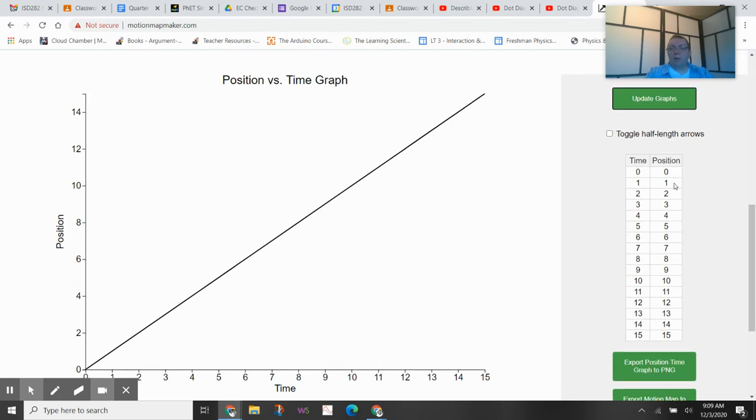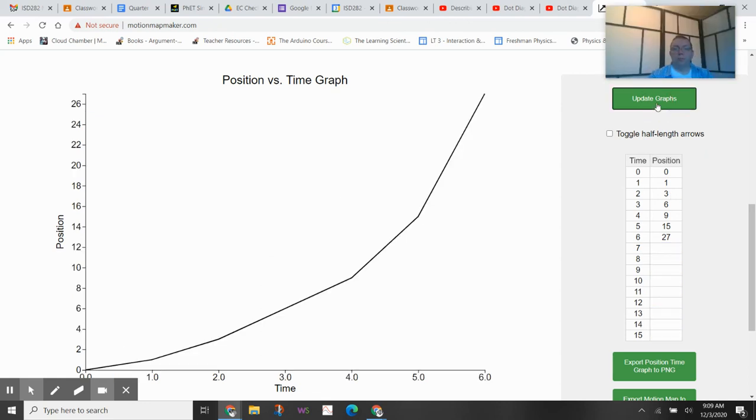If I make it so that our position increases or behaves in some non-uniform way, oops, I shouldn't make it that. Oops, that's way too much. I wonder if it'll let me just do that.